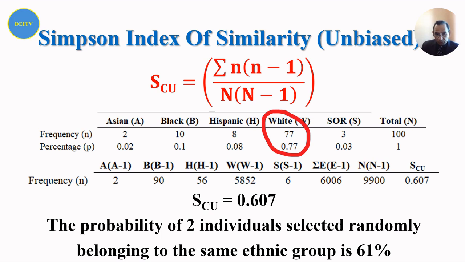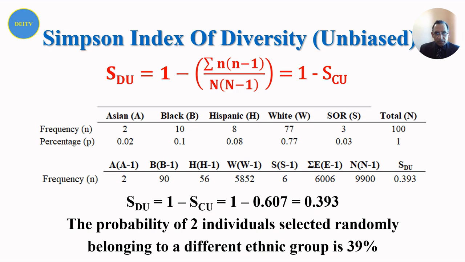In doing so, you get the coefficient of 0.607, which indicates that there's a 61% chance that if you select two individuals randomly, that they will belong to the same ethnic group. To obtain an unbiased diversity score for ethnicity, you take 1 minus 0.607, which is the coefficient of similarity or concentration. So 1 minus 0.607 equals 0.393, which indicates that there's a 39% chance that if you select two individuals randomly, that they will belong to a different ethnic group.